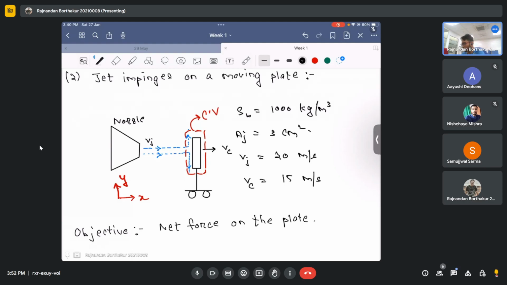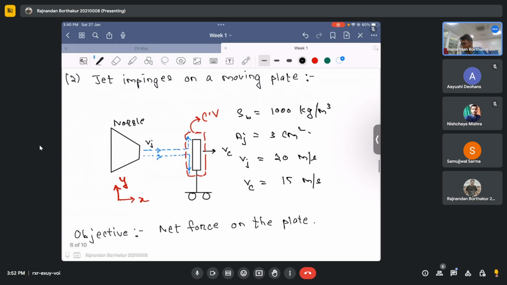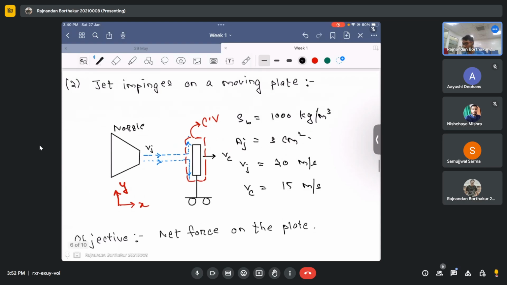If you think a little bit about it, we shall be using the Reynolds transport theorem only. It's a similar kind of problem, but since we need to evaluate the force, we must first use Reynolds transport theorem for conservation of mass. And then we'll extend the Reynolds transport theorem for the conservation of momentum as well.